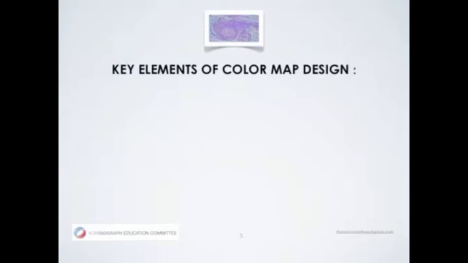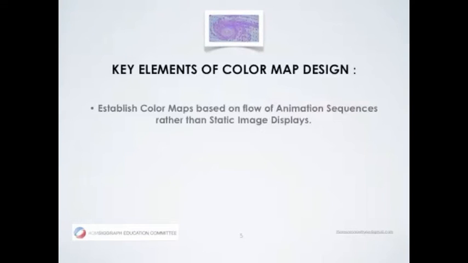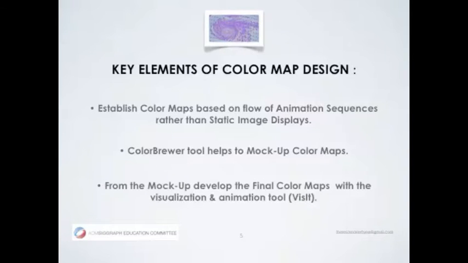The key elements of our color map design include establishing color maps based on the flow of the animation sequences rather than static image displays. Color Brewer helps us to mock up the color displays. From the color mock-up, we transfer the final color maps into a visualization animation tool called VisIt. Now note, Color Brewer is for static geographic maps. So we use this as our design principle, and our goal is to build an animation sequence that will imitate our color map.